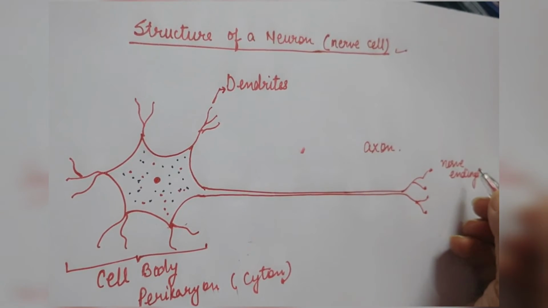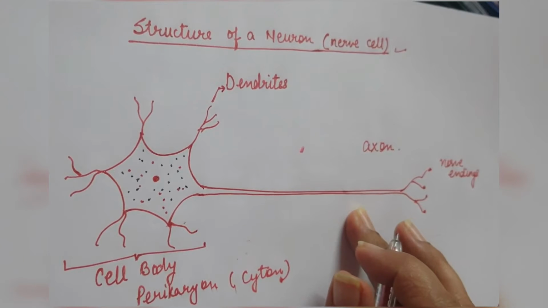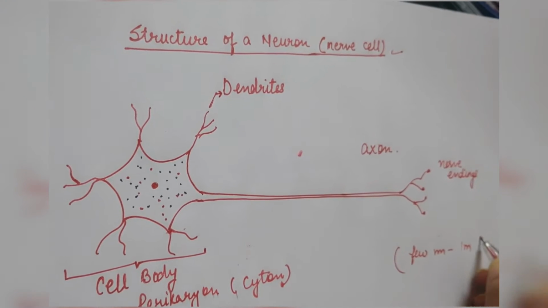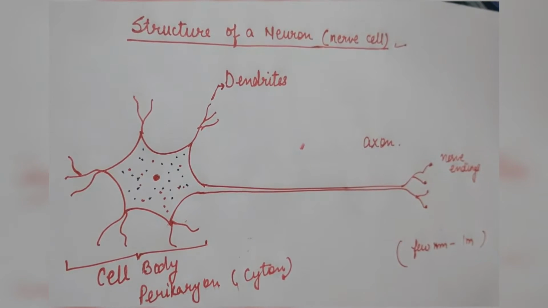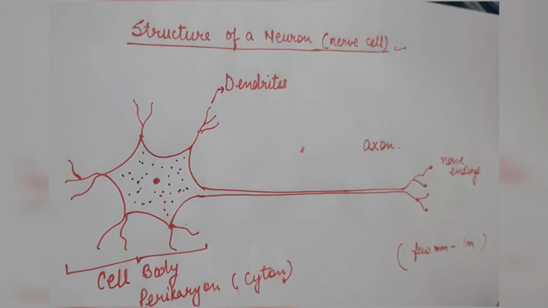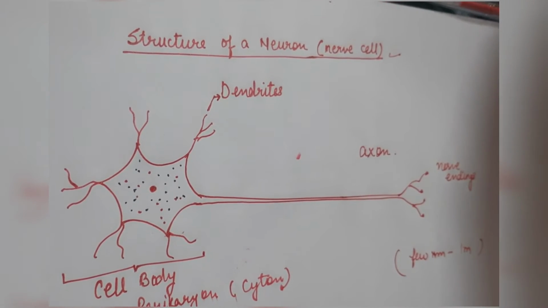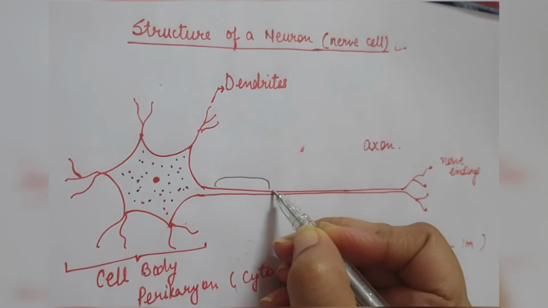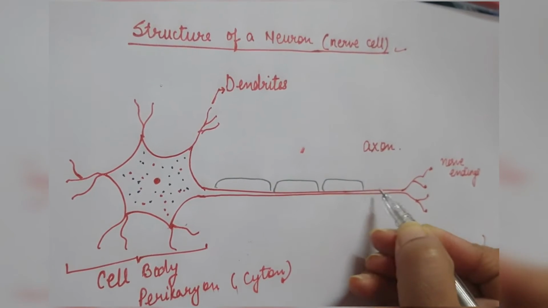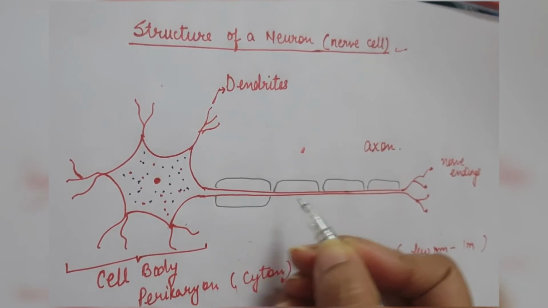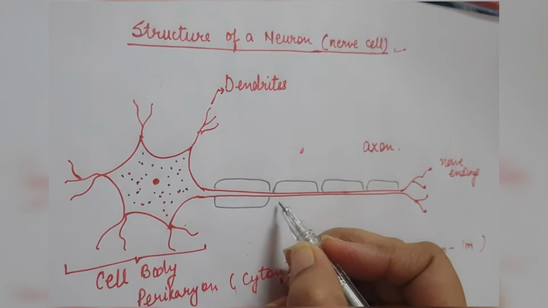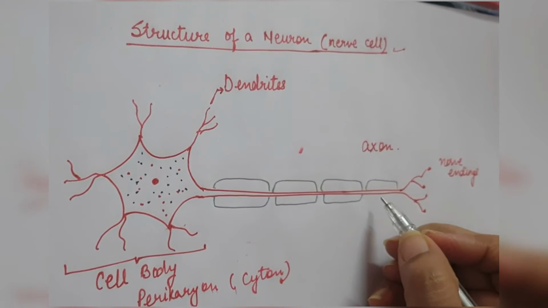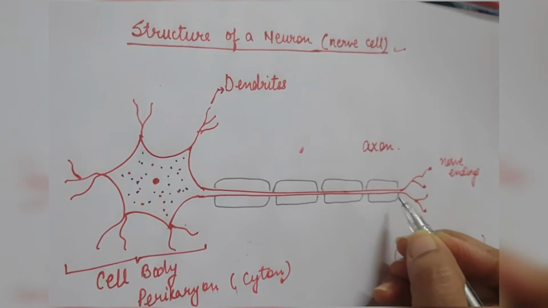The axon size varies. It can be from a few millimeters to 1 meter in length. In most neurons, the axon is surrounded by a white insulating sheath known as the myelin sheath or the medullary sheath, which is covered by an outermost thin sheath called the neurolemma or neurilemma.